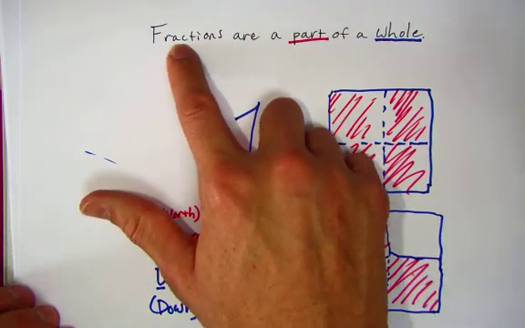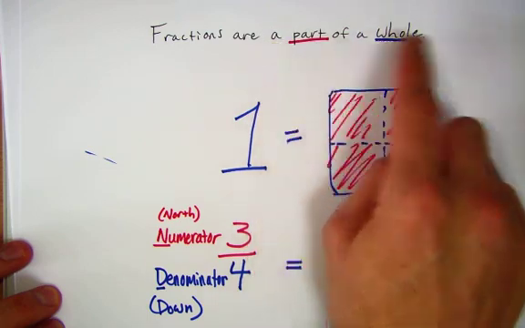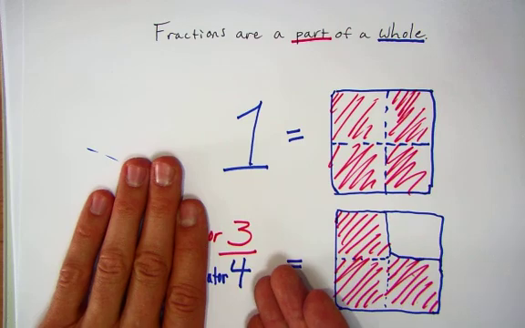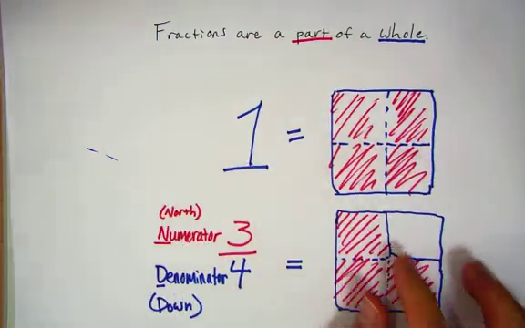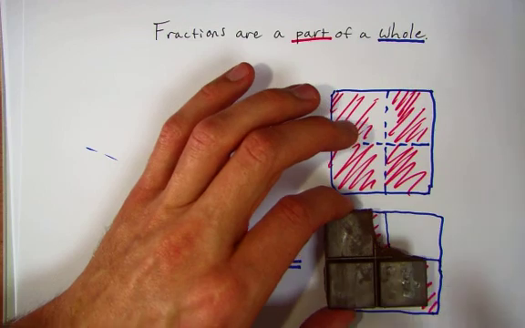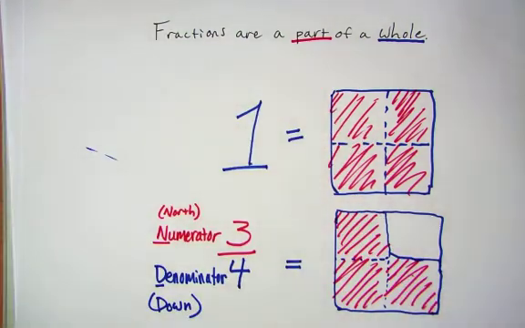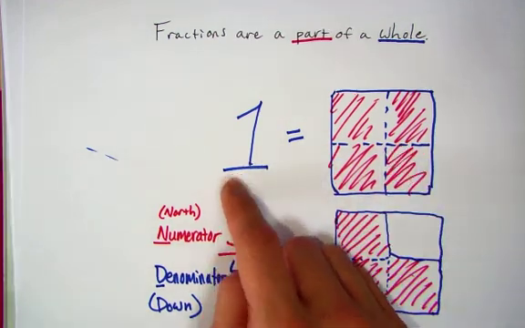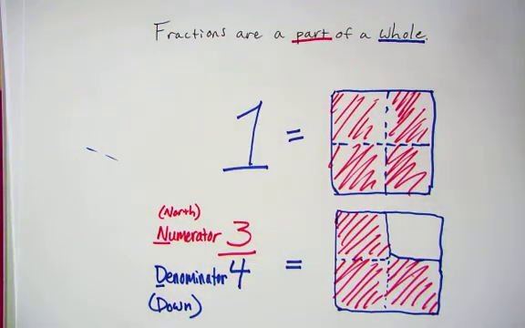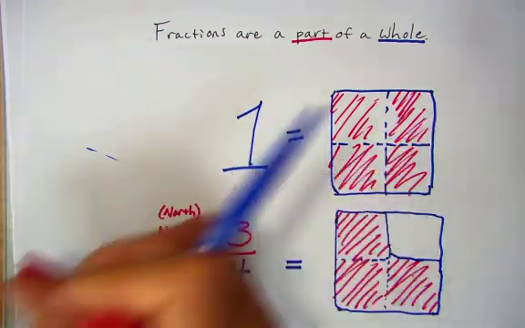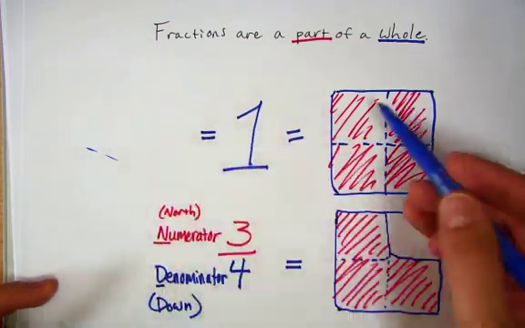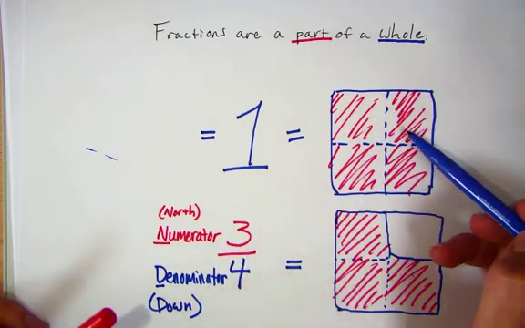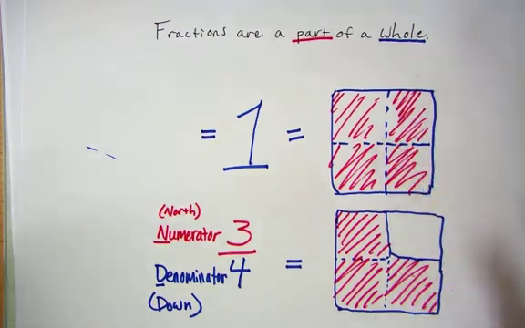So, let's review really quick. Fractions are a part of a whole. That's what this number, this fraction, represents. It's a part of something. A part of a whole chocolate bar. If we wanted to write this one whole in a fraction form, we could actually write it like this. One whole. Well, guess how many parts we have? Remember, the numerator represents how many parts we're considering.